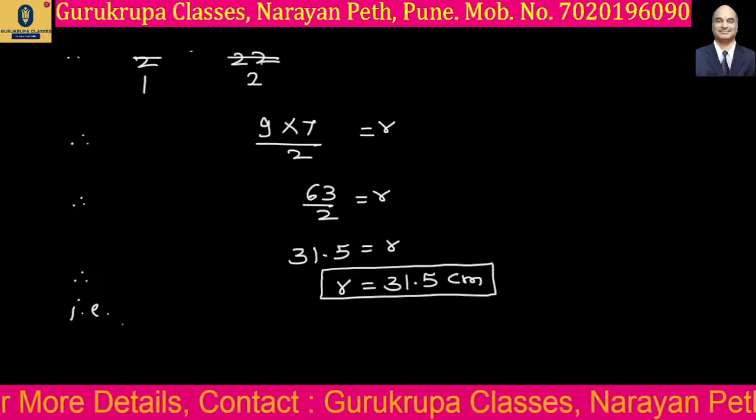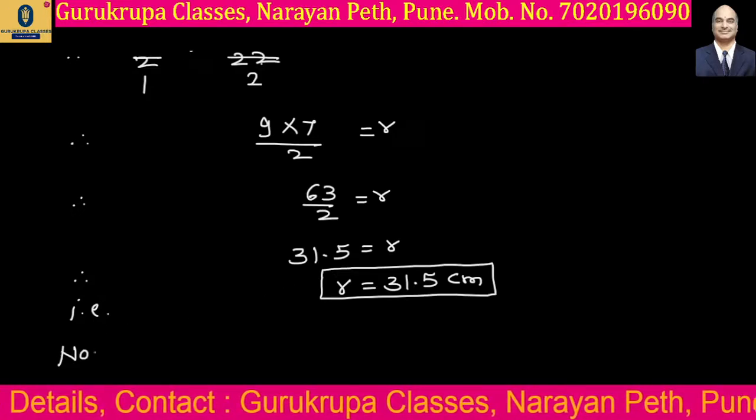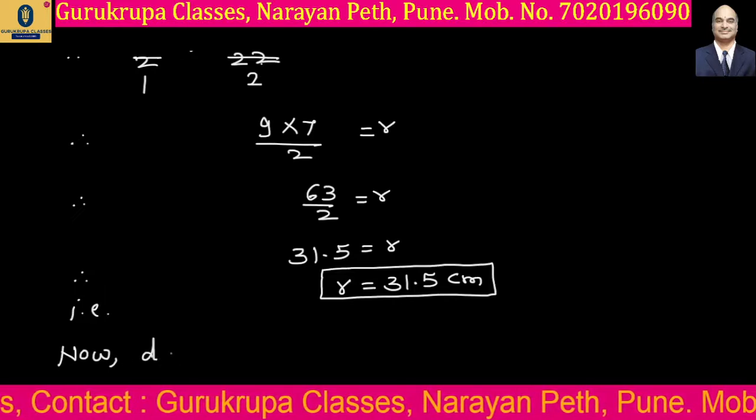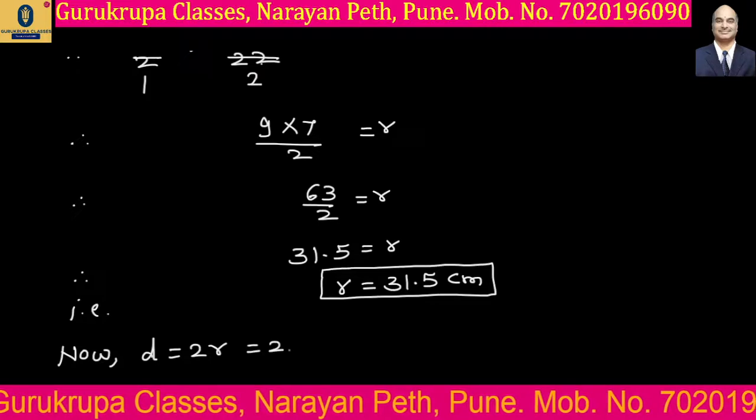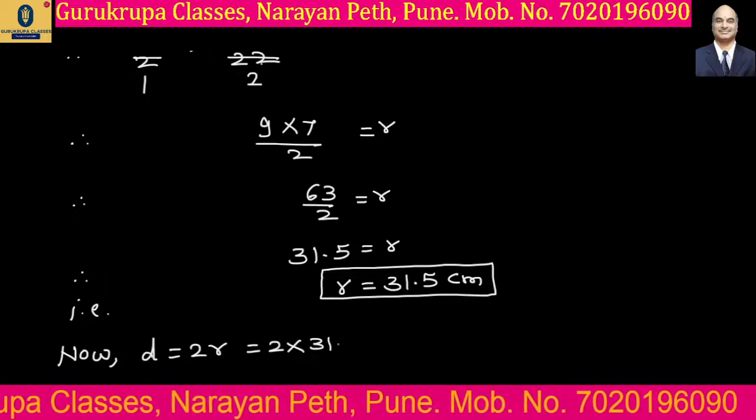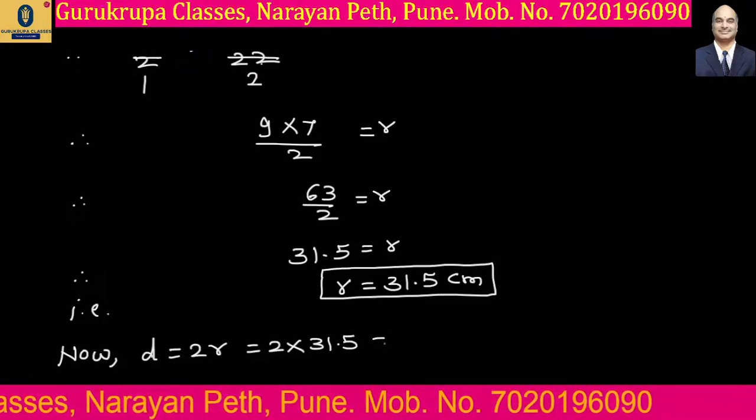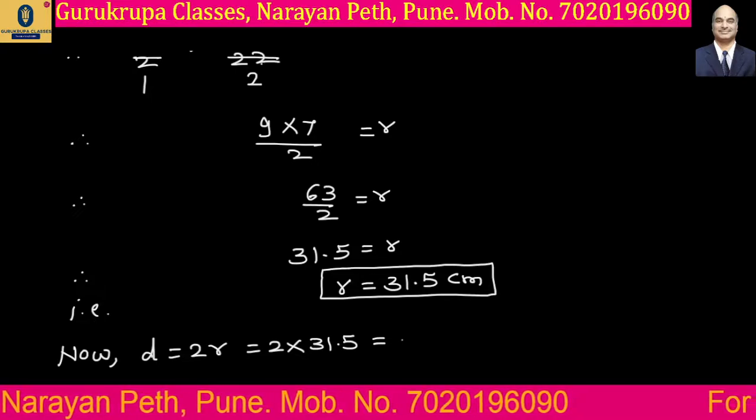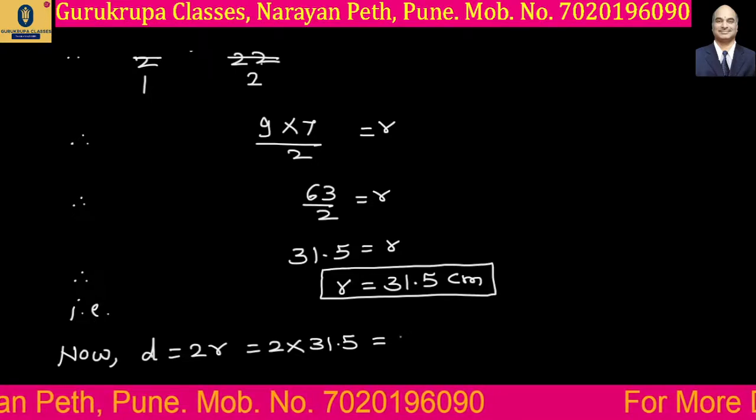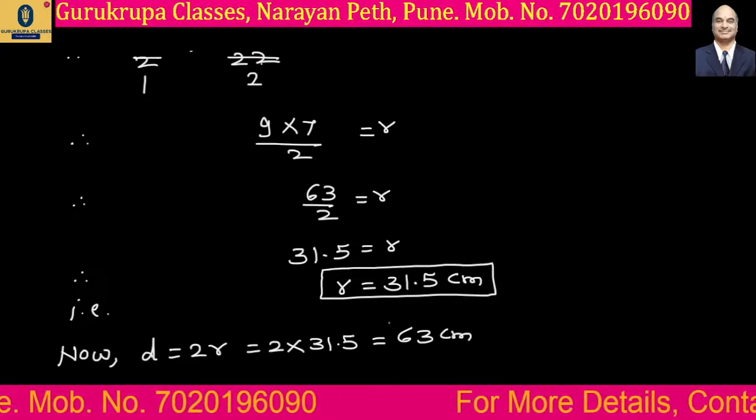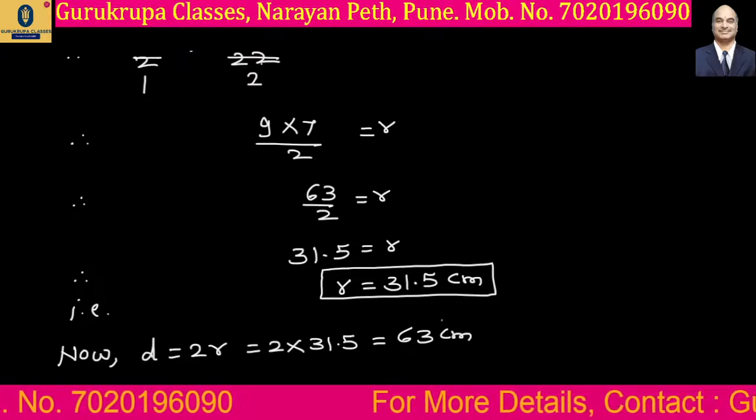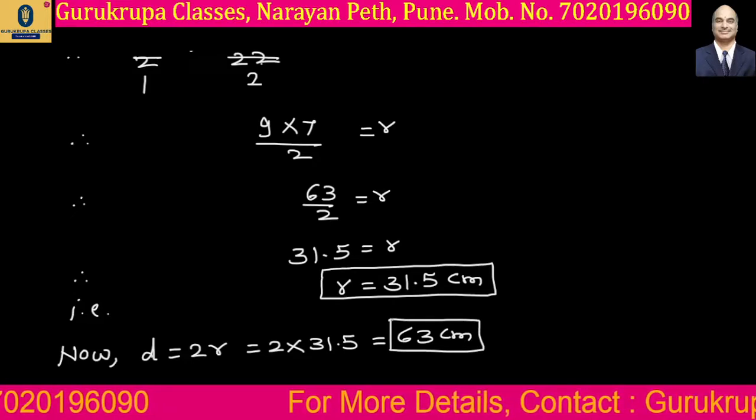And what about the diameter? Now D is equal to 2R is equal to 2 into 31.5. 31 2s are 62 and 0.5 ones is 1. 62 plus 1 is 63. So diameter is equal to 63.